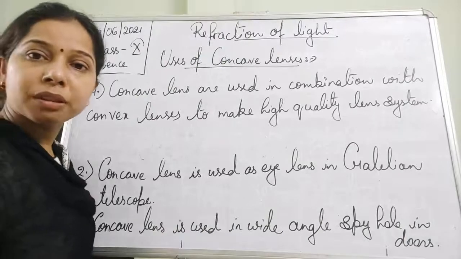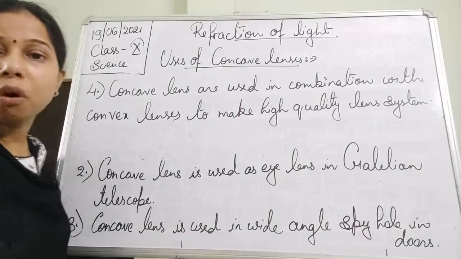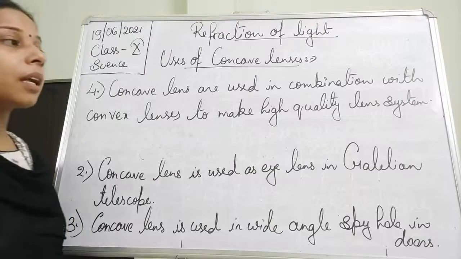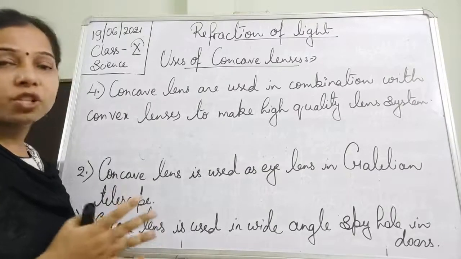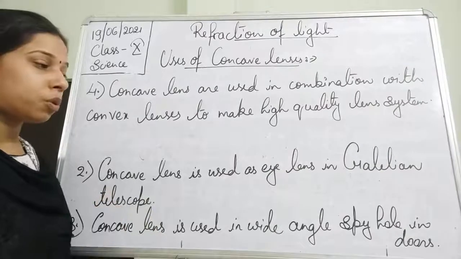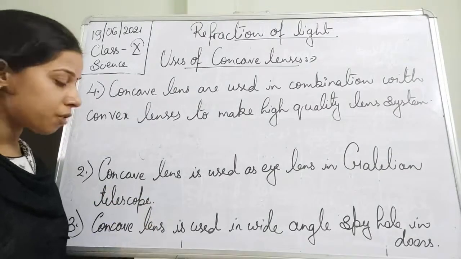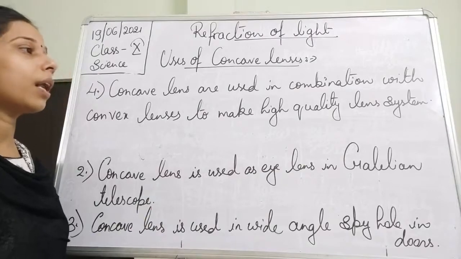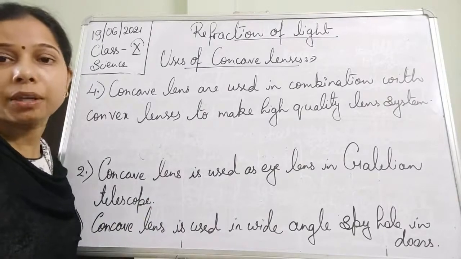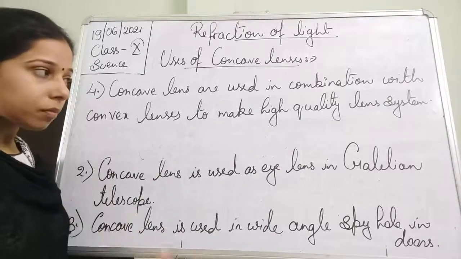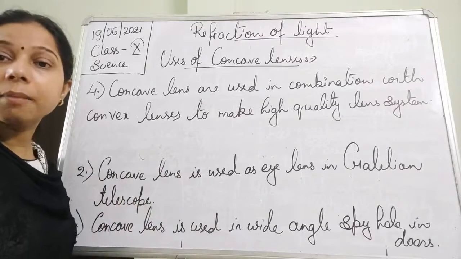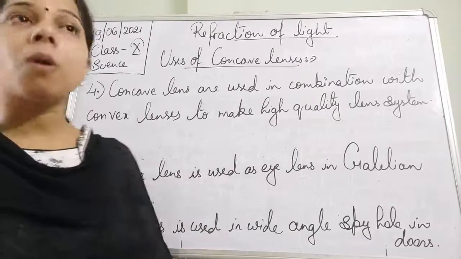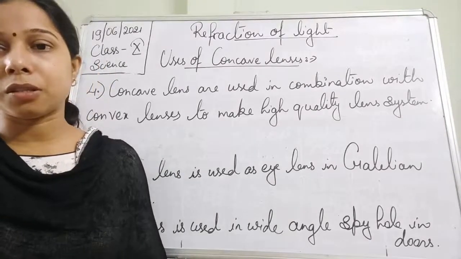This is what, students, the uses of concave lenses are. It is used for the defect of vision, that is myopia. It is also used as an eye lens in the Galilean telescope. It is used as a wide angle spy hole in doors, as well as in combination to enhance the quality of the lens system and help in making optical instruments. So this is all about concave lenses, students.